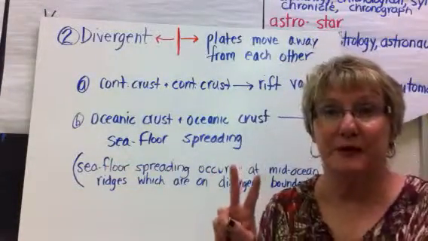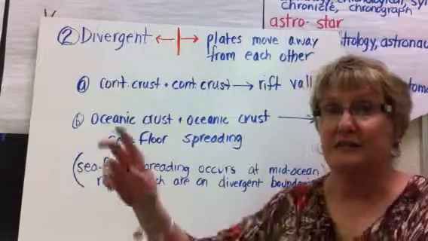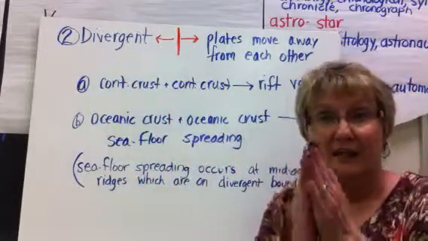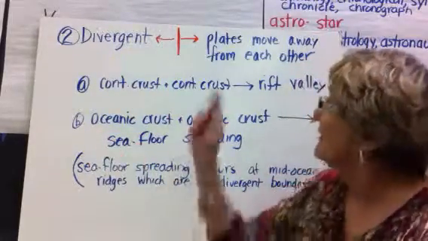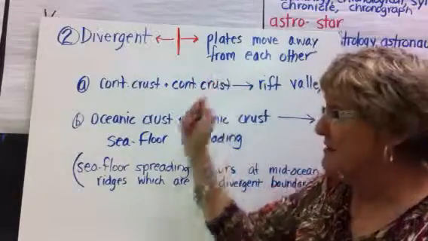Now, the second type of plate boundary that we have are divergent plate boundaries. Divergent. They're moving apart. Plates move apart from each other.